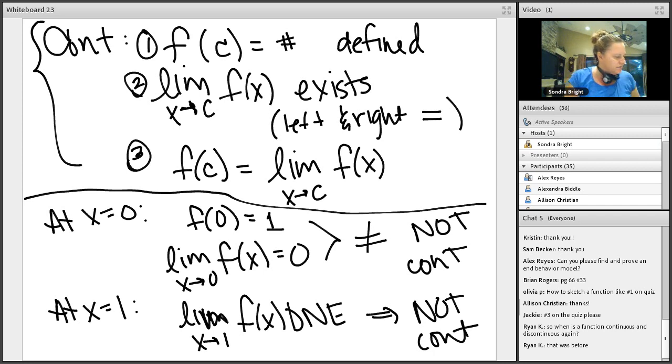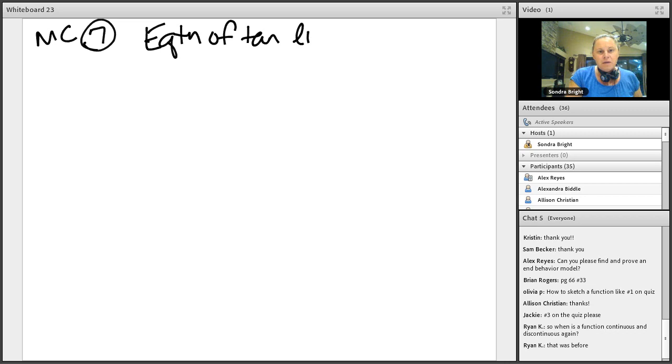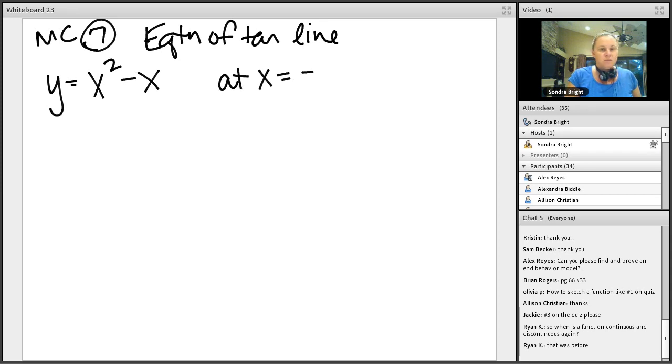Okay, number 7, equation of the tangent line. Okay, perfect. Here's a squared. So here's the multiple choice review worksheet number 7. They're asking you to find the equation of the tangent line. They could easily ask you instantaneous rate of change also on this question. It's asking the same thing for slope, right? So the slope you find the same way. So x squared minus x, and this is at x equals -4.